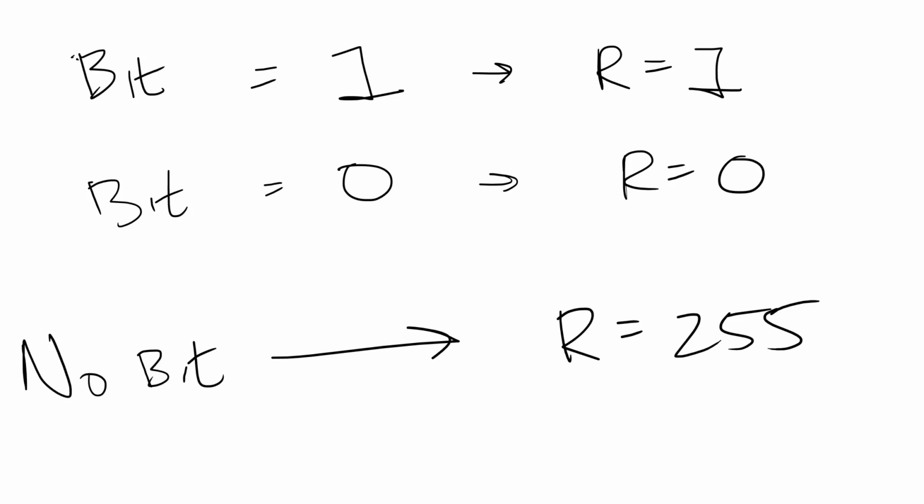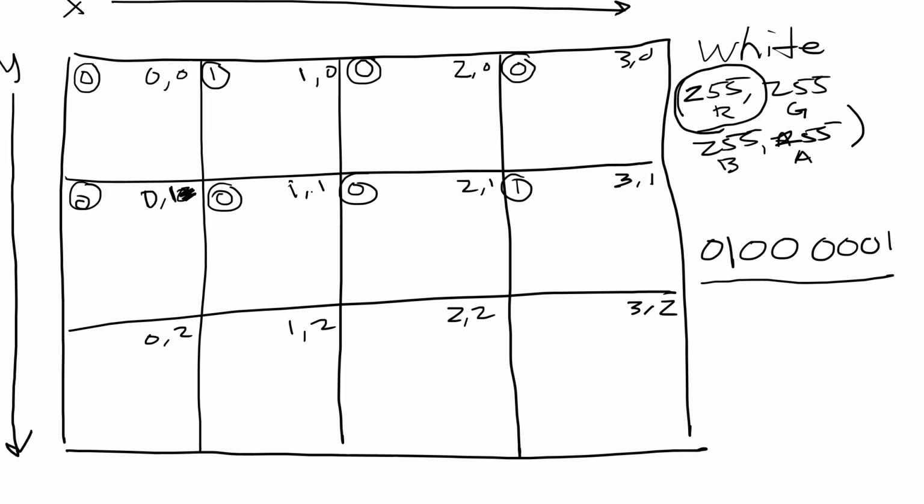If there is a binary value 0, red is 0. If there's a binary value 1, red is 1. And if there's nothing, if there are more pixels than there are bits we're trying to encode, red will be 255. So what does that mean here?